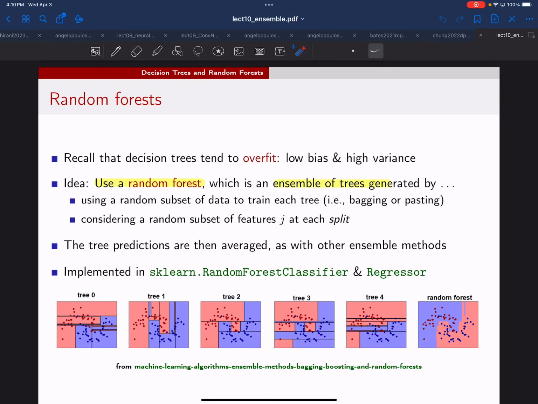All right, good afternoon, everyone. So today we're going to finish up this unit on trees and ensembling.